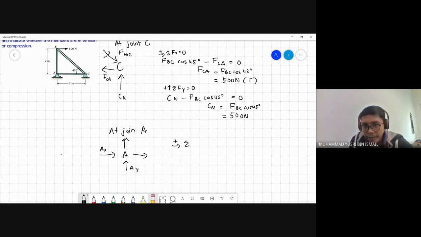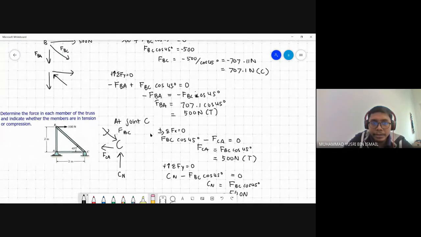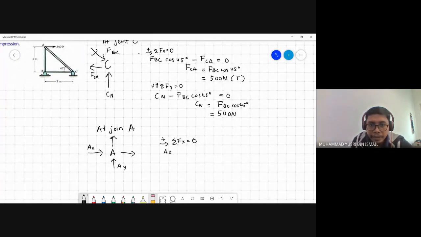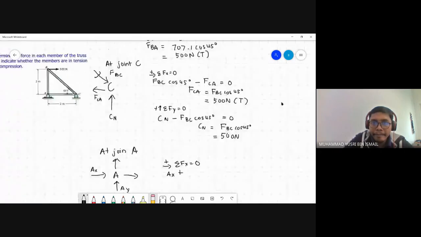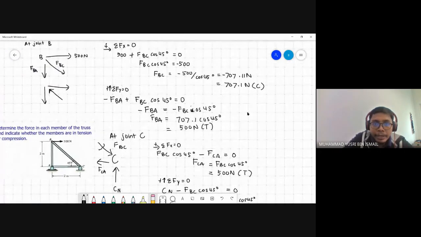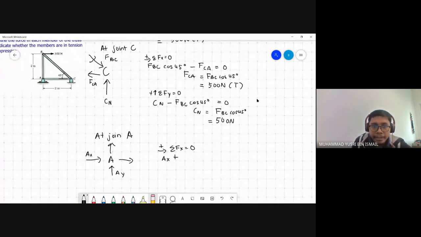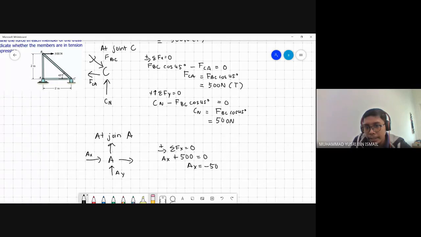Now we need to write a summation equilibrium equation, Fx equal to 0. So AX plus FAC, which is 500, equal to 0. AX is equal to negative 500 Newton.